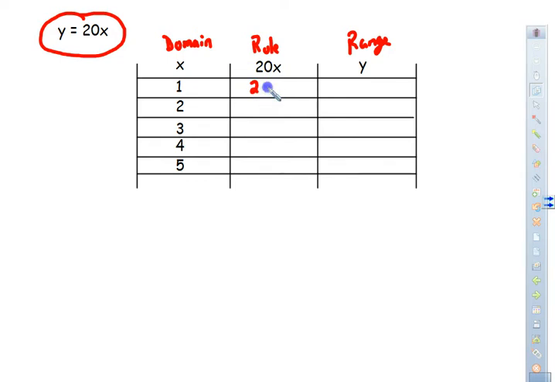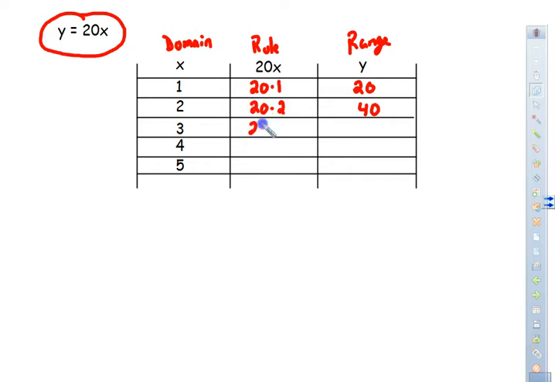So we're going to take 20 times whatever x is, which is 1, and my output, the y, which is also the range, is going to be 20. And then we're going to take 20 times whatever the x is, which is 2, and we get 40 for my output. I want you to go ahead and finish that out. So if you want to hit pause, you can finish this.